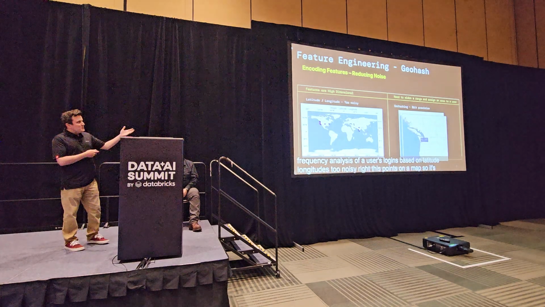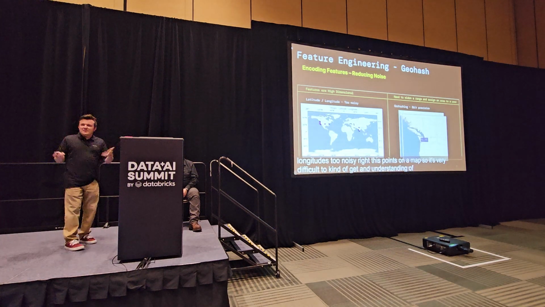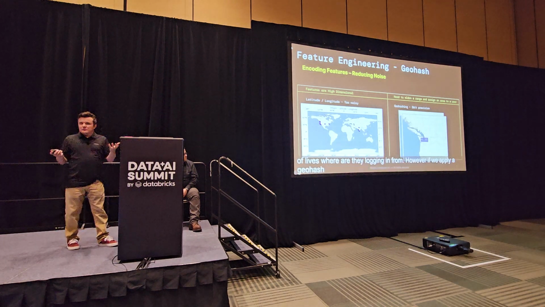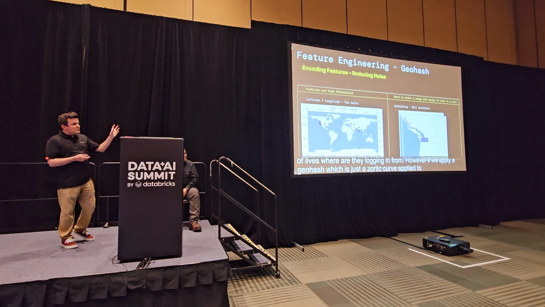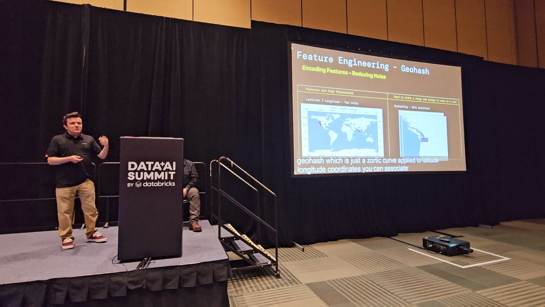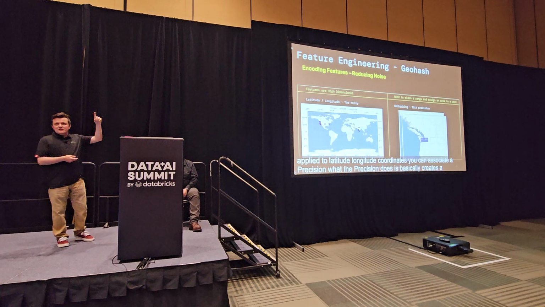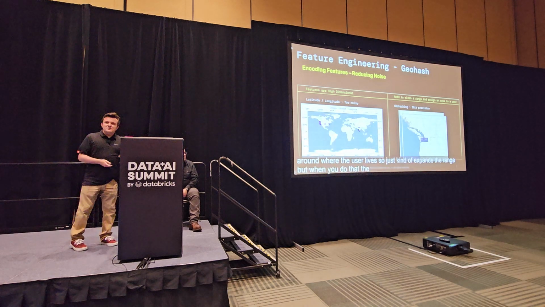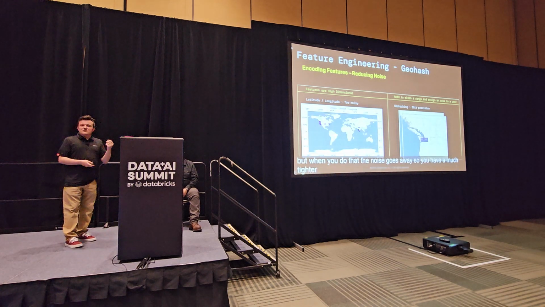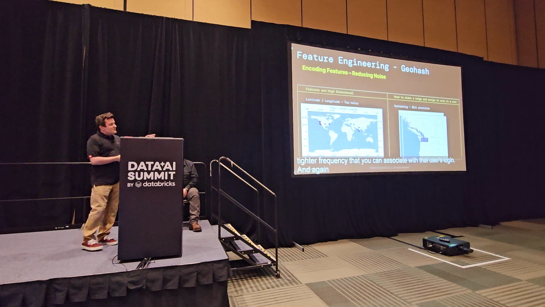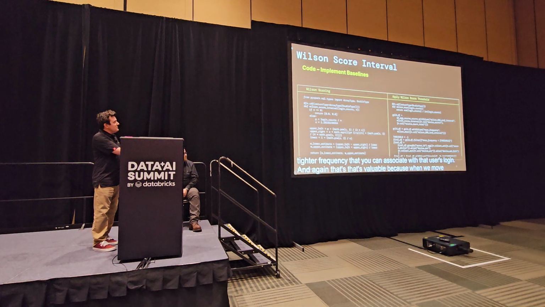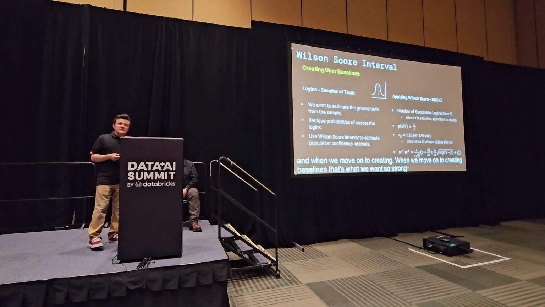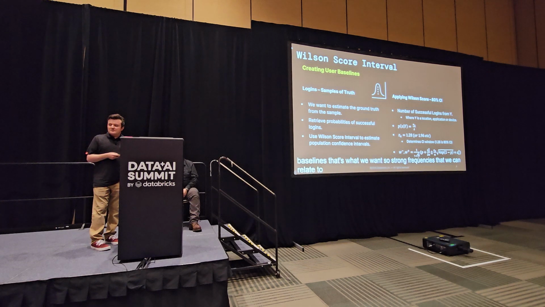So it's very difficult to get an understanding of where a user lives, where they're logging in from. However, if we apply geohash, which is just a z-order curve applied to latitude and longitude coordinates, you can associate a precision. What the precision does is basically create a box around where the user lives. It just expands the range. But when you do that, the noise goes away. So you have a much tighter frequency that you can associate with that user's login. And again, that's valuable, because when we move on to creating baselines, that's what we want: strong frequencies that we can relate to a user's logins.